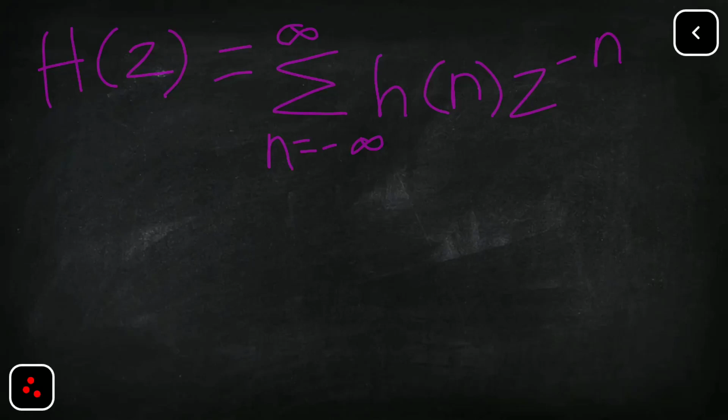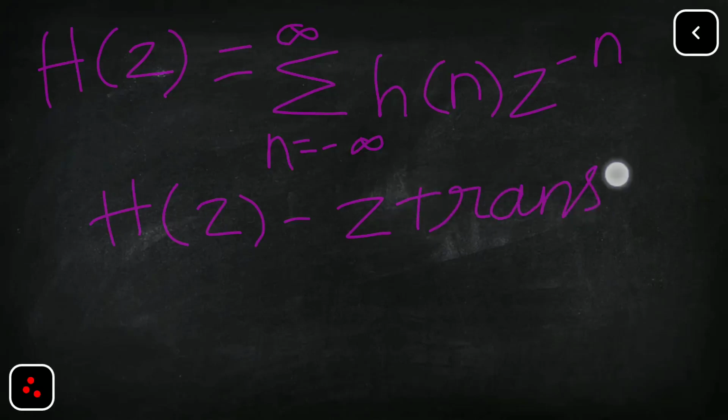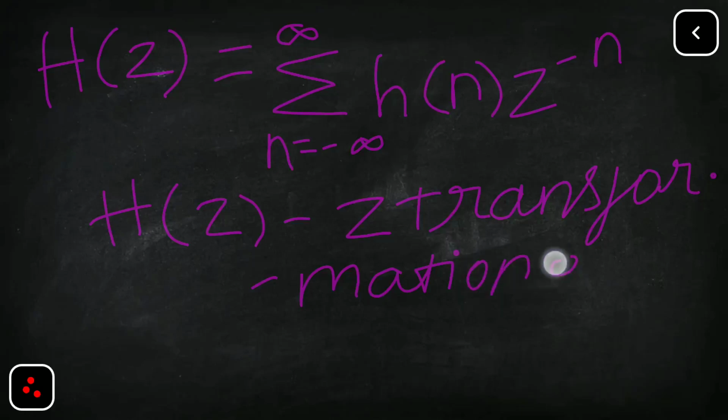Yes. So now you can also say h of z is the z transformation of h of n, right? H of z is the z transformation of h of n. Yes, that is what you are going to write.